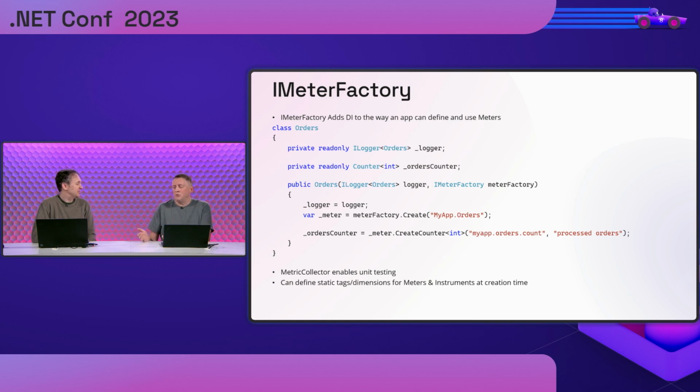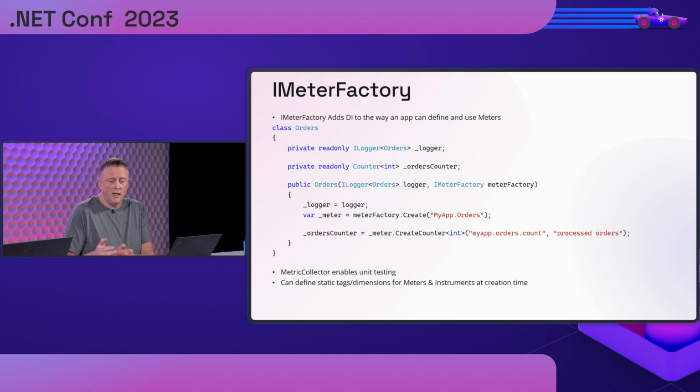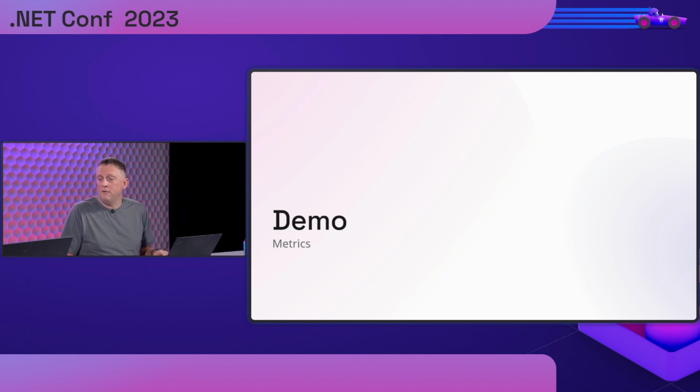And similarly to how with logging you can add static properties to them, you can also define static tags and dimensions for your metrics. So I'm going to pass over to Noah for the final demo.